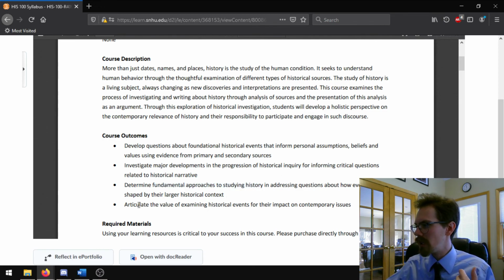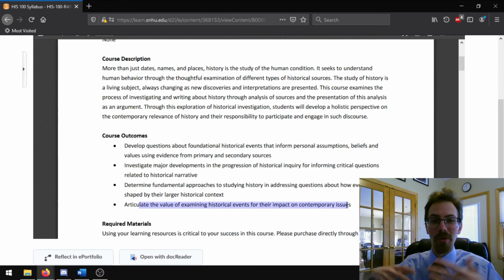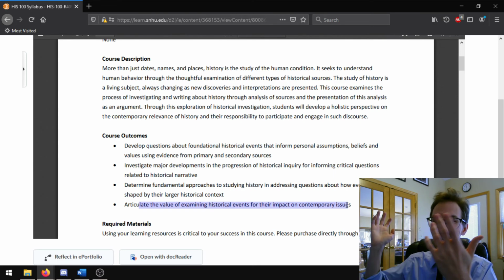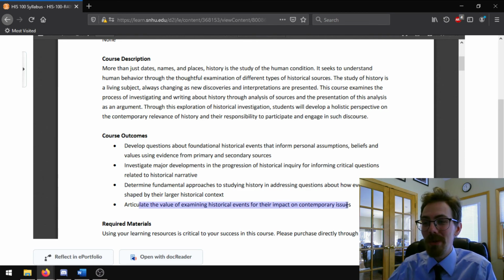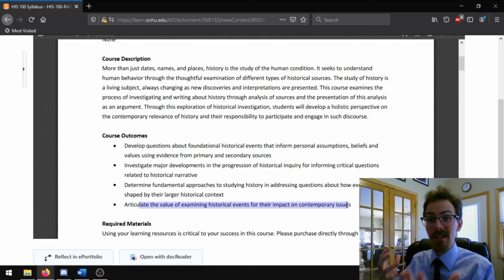And then our final objective here is to articulate the value of examining historical events and their impact on contemporary issues. History, as some people think, is just dates and names, a bunch of Civil War generals and how many people died in the Battle of Cold Harbor. That's all cool, but when we look at the why, why did America tear itself apart in the Civil War? Why was the response to an election so massive, and what can that tell us about ourselves today? Because this is what history can teach us about ourselves. Even though something may be tangentially related, we can connect that together.